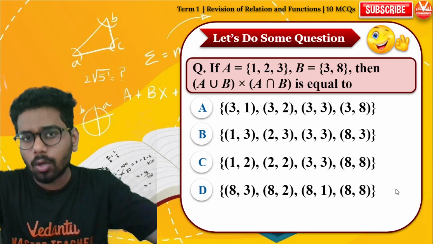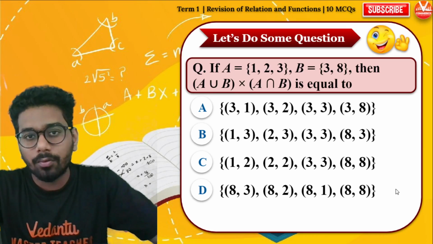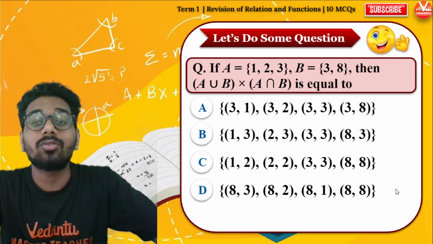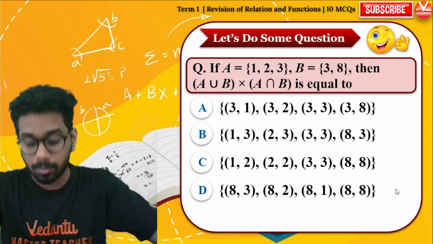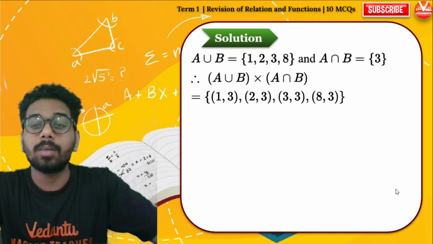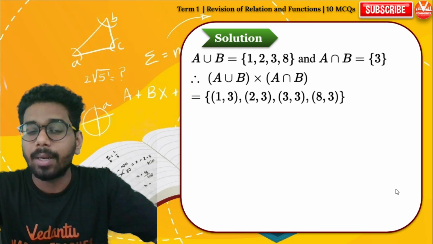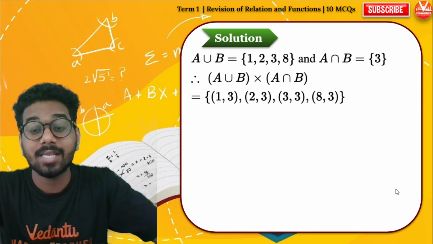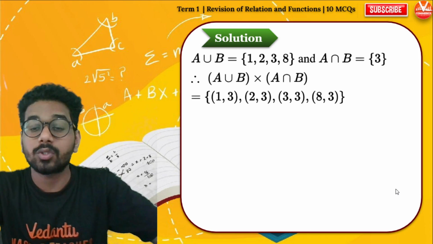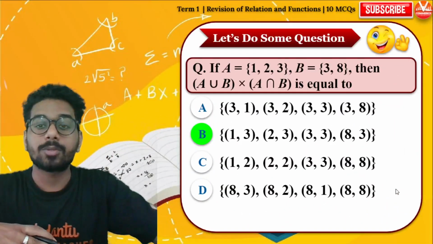So you will think over this. If the second set is having just one element, that is 3, the ordered pairs that you will form after the Cartesian product will be having the second element only 3. Option A, option C, option D do not satisfy this. Because you are cross multiplying two sets where the second set is having just one element, the second element of every ordered pair will be just this element, that is 3 in this case. So (1, 3), (2, 3), (3, 3), and (8, 3). So clear? So answer is option B.